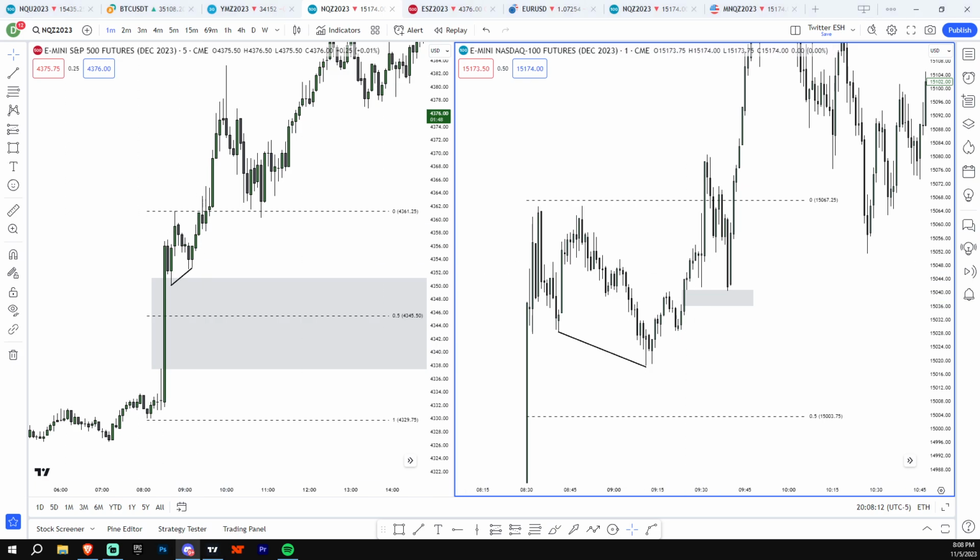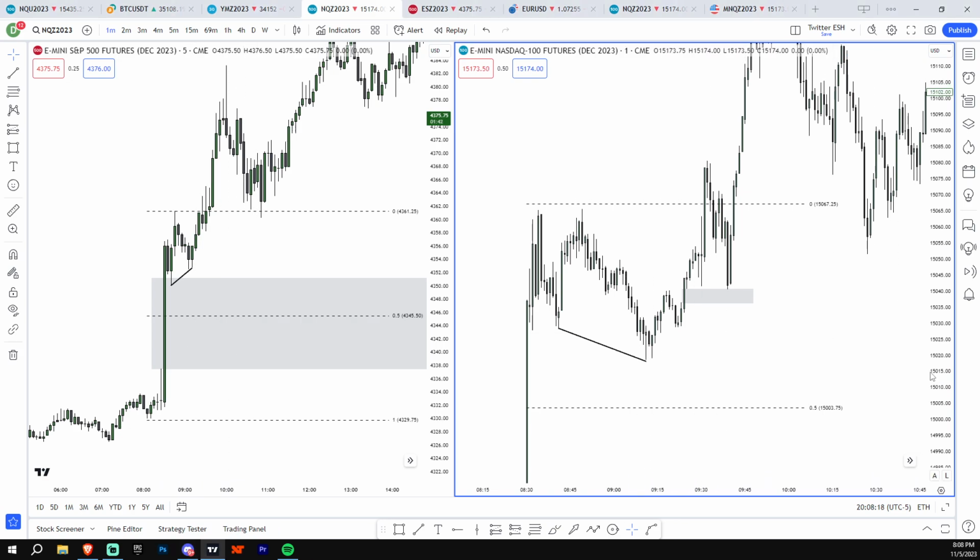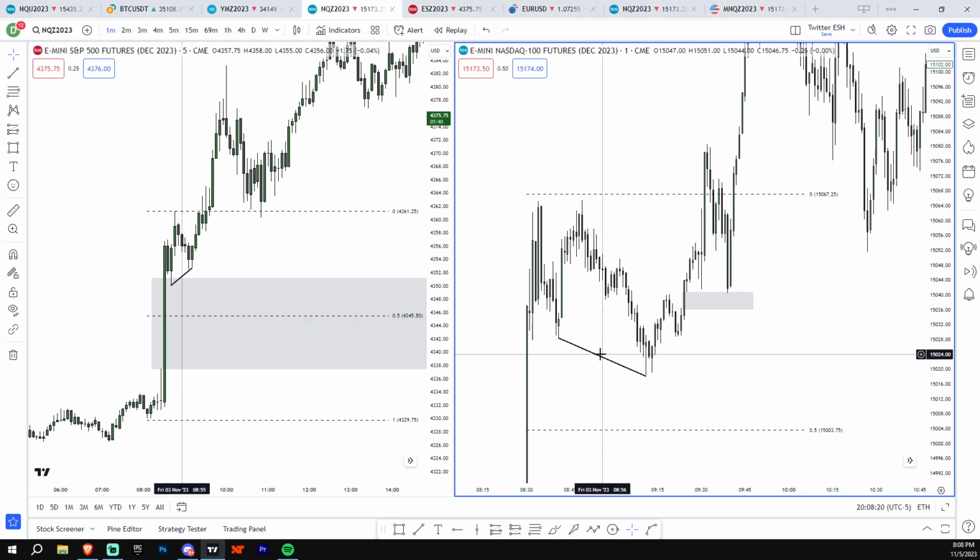So I'm not actually looking for this SMT to long off of. I'm longing off a setup that has an SMT. This is not my actual entry. I'm not longing because of the SMT. I'm longing because of this fair value gap and the SMT's confirmation. So hopefully that makes sense.